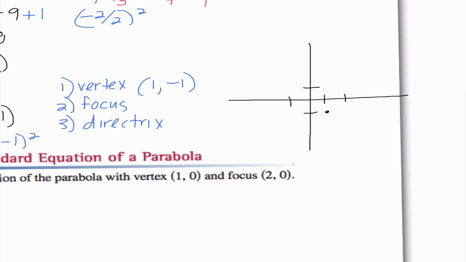So when graphing this, we said it's down and it's fat, so I'm going to go down 1 and over 2 in both directions. And our parabola is going to look something like this.